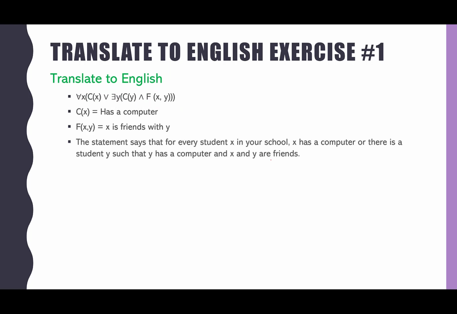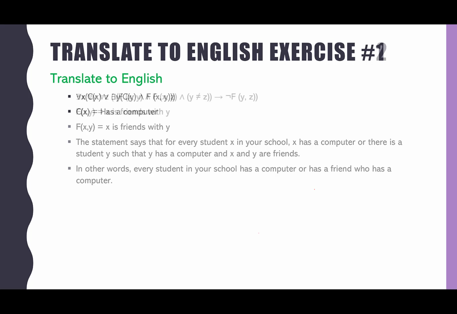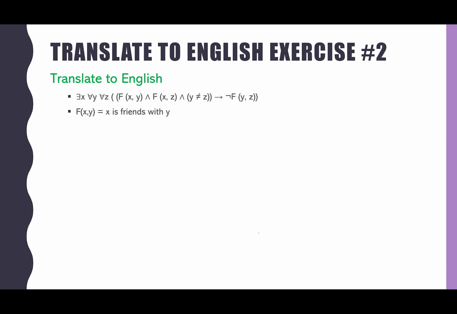This statement says that for every student X in your school, X has a computer, or there is a student Y such that Y has a computer and X and Y are friends, right? In more friendly terms, every student in your school has a computer or has a friend who has a computer. Again, assuming the domain was students at school. How do we feel about that one? A little tricky? Okay, this is another back to the whiteboard exercise.